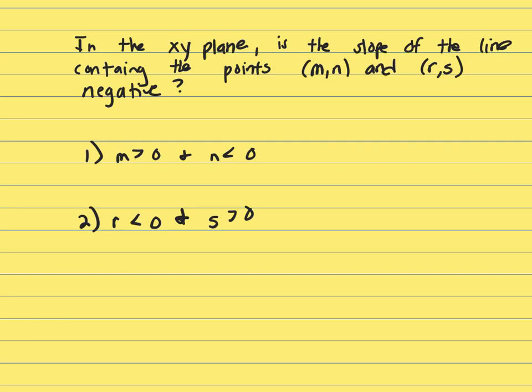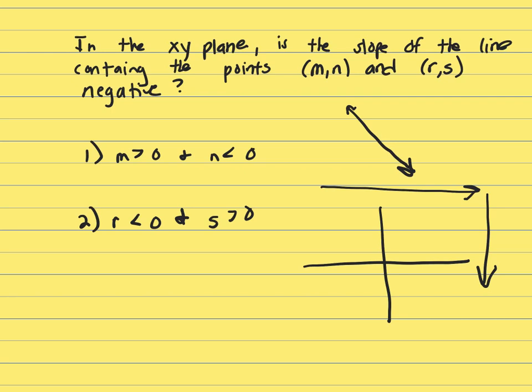We're trying to figure out if the slope of the line is negative. Well, lines with negative slopes are like this. That means as x increases, y decreases. Okay?